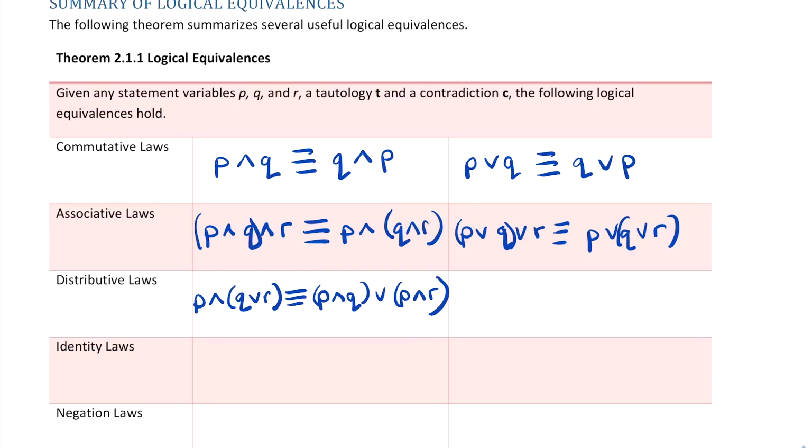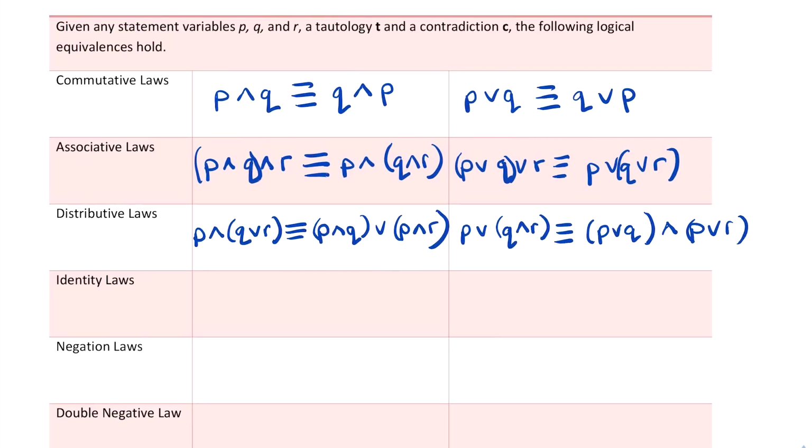And similarly, if you've got the disjunction of P and the conjunction of Q and R, that's logically equivalent to the conjunction of the disjunctions. So you'd have P or Q, and P or R. Okay? All right, identity laws.